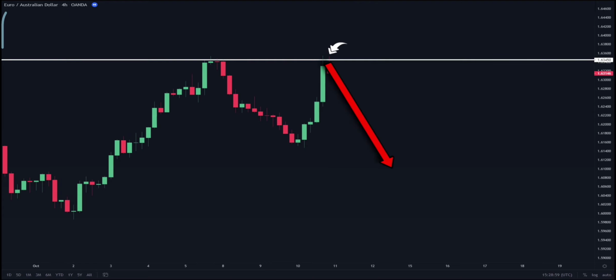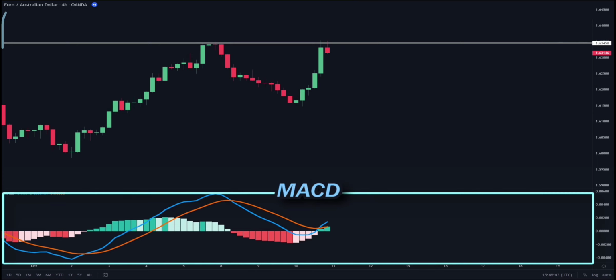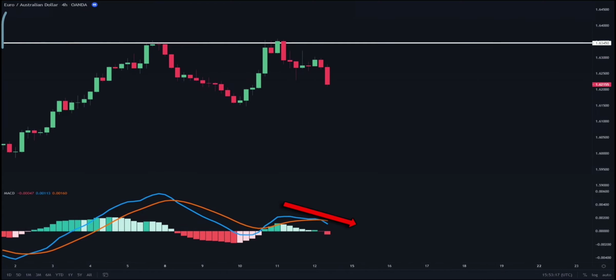However, just because the price touches a key level doesn't guarantee that a reversal will happen, because key levels aren't magic. Prices can always break right through. And that is why we need to use extra confirmation to make sure that there is actual downwards momentum as price touches this area, which is where the MACD indicator comes into play. Now, what most traders will do is that they'll actually wait for the MACD to cross over downwards before taking a short position. However, by doing this, notice that the downwards movement has already been made and you would have entered in late.